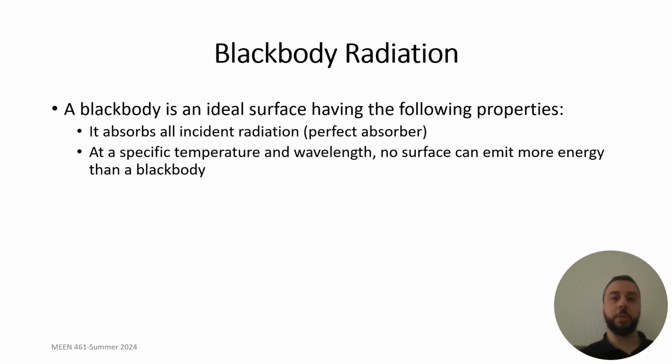So let's start our discussion with a black body. A black body is an ideal surface having the following properties. It absorbs all incident radiation. It's a perfect absorber. And at a specific temperature and wavelength, no surface can emit more energy than a black body. So a black body is an idealized body which absorbs everything and emits the most it can. And we'll get to those equations in a bit.